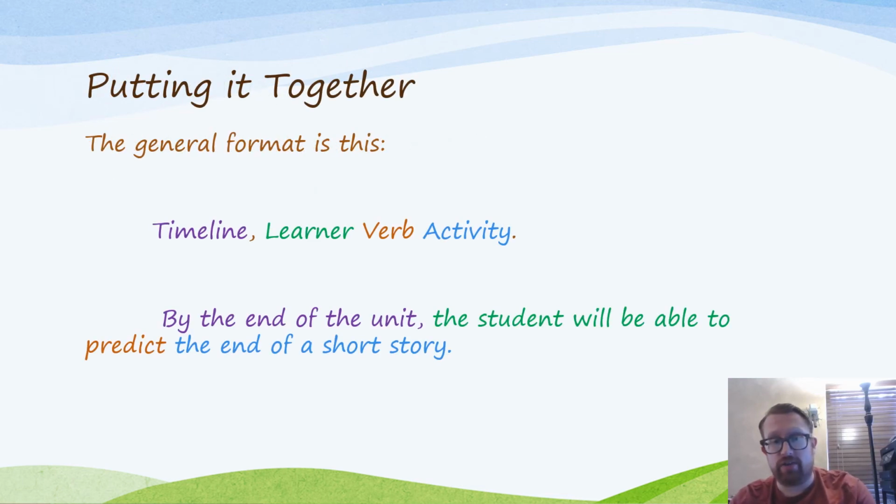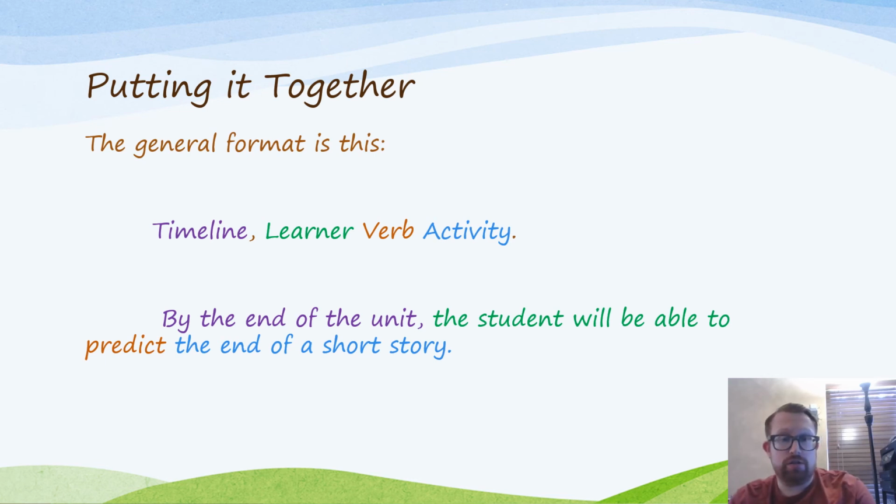you put it together by using the general format: the timeline, the learner, the verb, and the activity. The timeline can also go at the end, but usually we do it like this. By the end of the unit, the student will be able to predict the end of a short story. So notice that I have my timeline, I have my learner who's going to be learning, their verb, and what they're going to be doing. Okay?